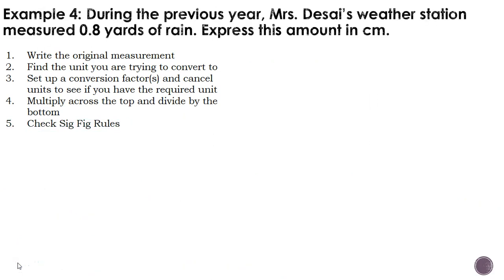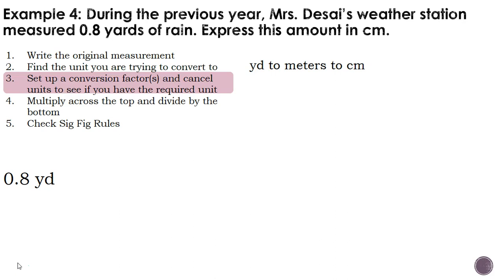In our next example, it says, during the previous year, Mrs. Desai's weather station measured 0.8 yards of rain. We want to express this amount in centimeters. So we want to start with our original measurement. So we have 0.8 yards of rain, and we want to convert that to centimeters. So there's not a direct conversion from yards to centimeters if you check your conversion chart. So therefore, we need to convert yards to meters and then eventually meters to centimeters.